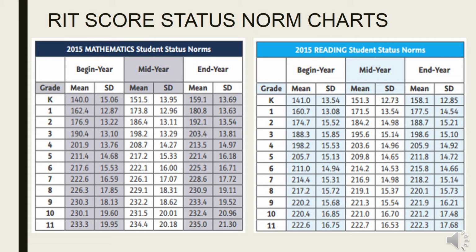Normally you can see that a 7th grade student who scored a 222 at the beginning of the school year is on grade level, or was seen to be on grade level, versus a student in that same class who scored a 211. Based off of the chart, you can see that student is at a 5th grade level, maybe 1 or 2 grade levels behind. So this RIT score status norm chart gives you an idea of whether the students are on grade level, behind grade level, how far they are behind grade level, or if they are above grade level.